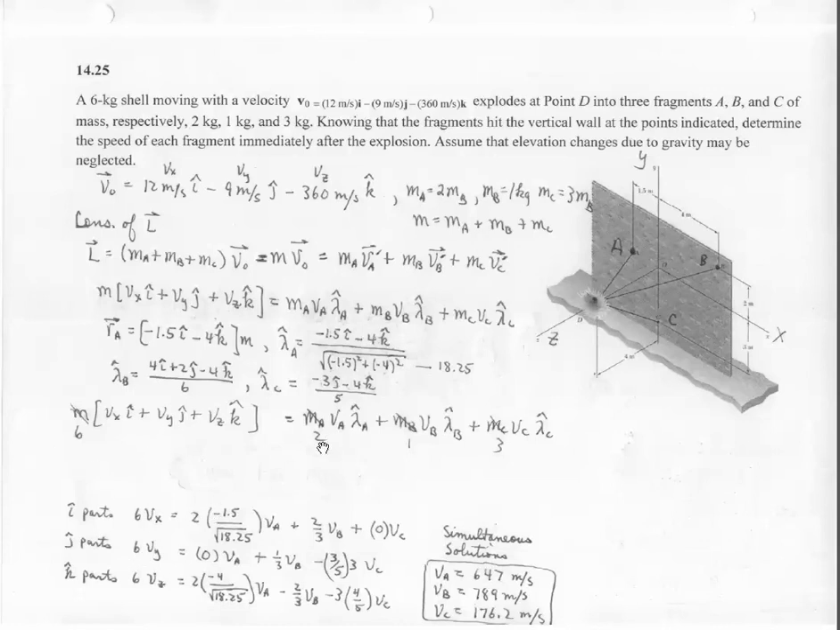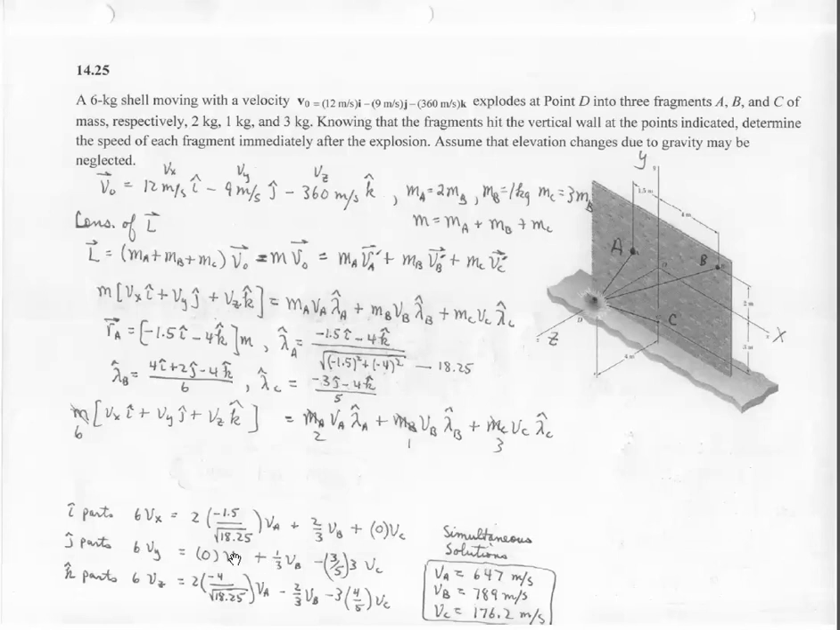Over here, if you start looking at the x parts for these, you'll find that lambda sub A has a minus 1.5 over the square root of 18.25. There's that term right there, and then the 2 right here. Lambda sub B has a 4 over 6 right there, which is a 2/3, and its mass is 1, so we're going to end up with a 2/3 right there. And then looking at lambda C, there's no i part in there, so it's 0 times V sub C.